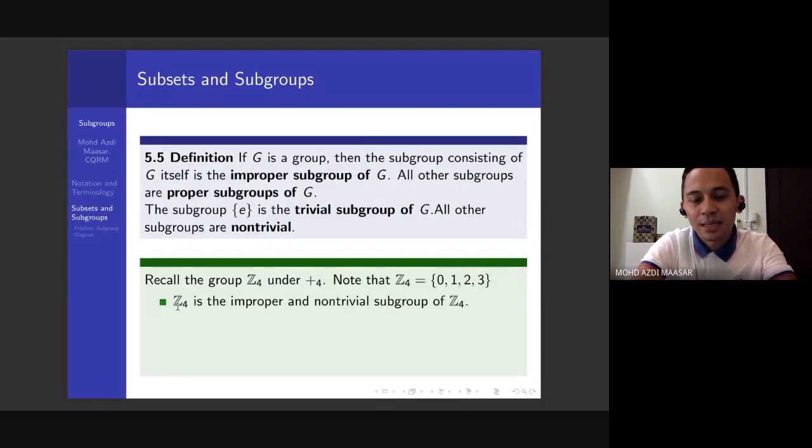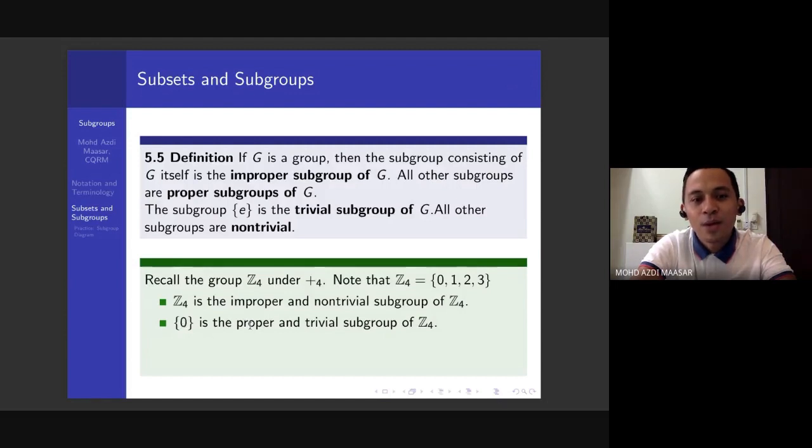So we say that this is improper because of the first part of the definition, and also non-trivial based on the second part of this definition. On the other hand, the trivial subgroup is the subgroup containing identity only. For this example, the identity is 0. So I take the subset that contains 0 only, the identity. It is a subgroup because identity is here, and the inverse for 0 is also in here.